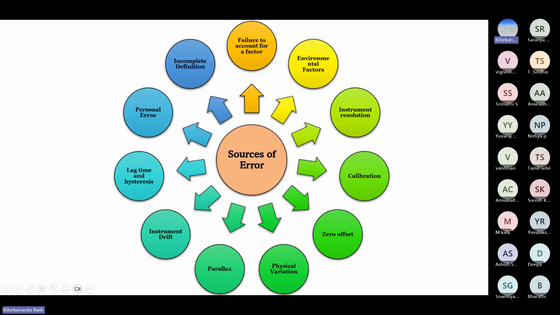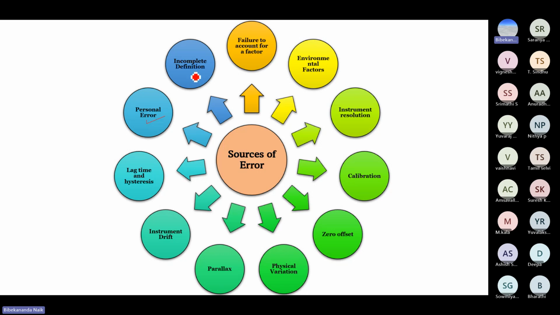Now, talking about errors. When you perform an experiment or do a measurement, there are different sources of error, and this figure shows them. The first one is personal error, which comes from the wrong way of doing the experiment. If the person is not very skillful, then due to the way of performing the experiment, error will lie in the experiment, which leads to personal error.